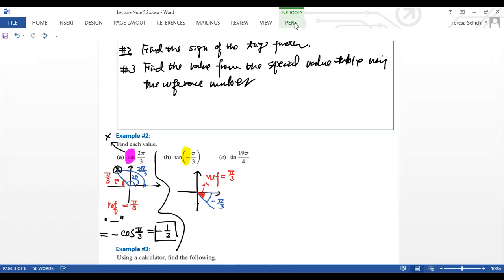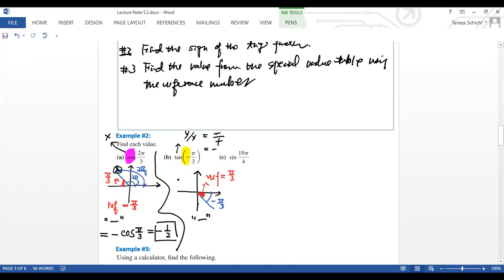Now let's take a look at the signs. Step number 2, define the sign. Tangent is y over x. Y in quadrant number 4 is a negative number, but x in quadrant number 4 is a positive number. So this is negative. So I know I'm going to have a negative.